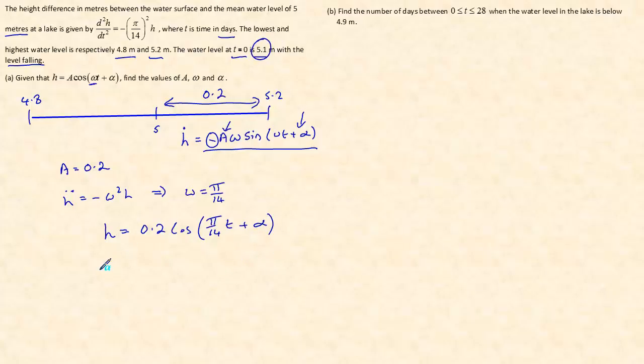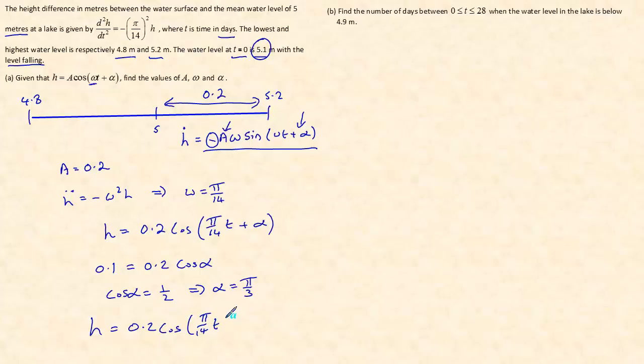So at 5.1, h is 0.1, that's the difference. So 0.2 cos, now when t is 0, we just got cos alpha. So cos alpha is going to be a half, which means that alpha is π/3. So we can say that h is 0.2 cos(π/14 t + π/3).